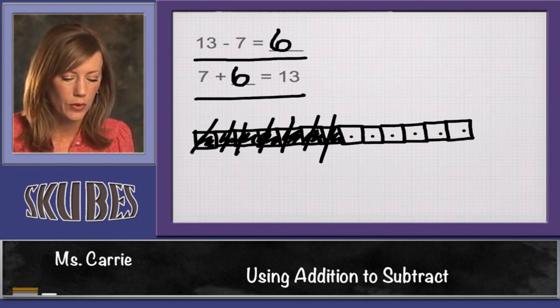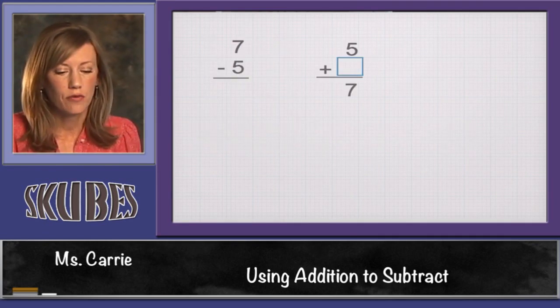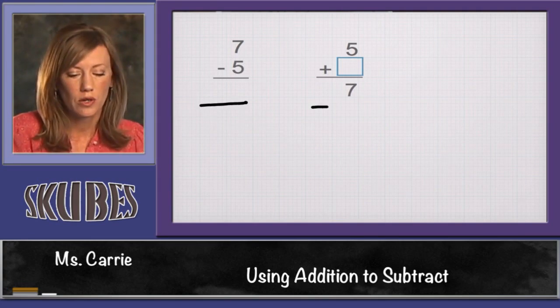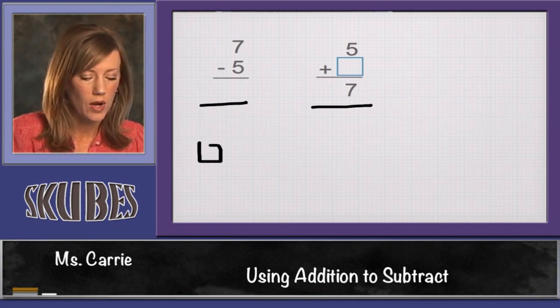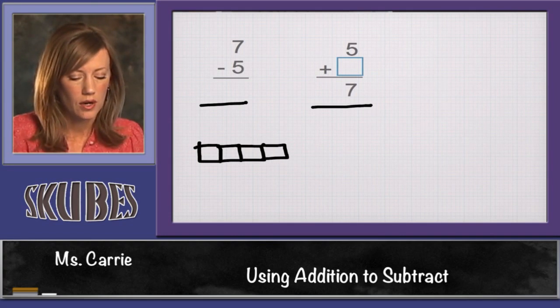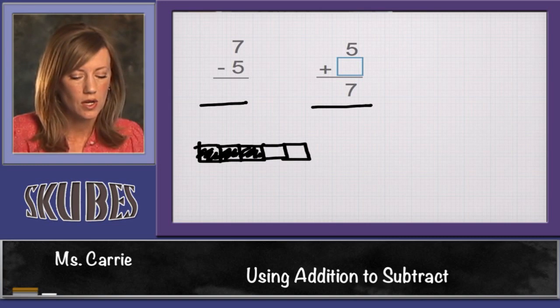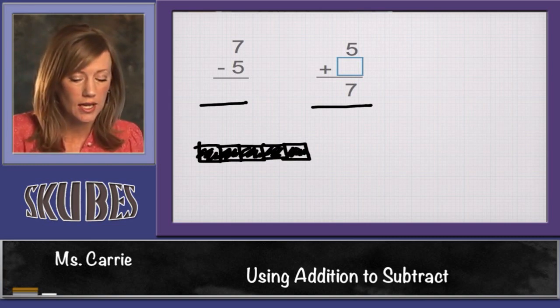Let's look at another example. 7 minus 5, and 5 plus what equals 7. Now remember, to solve this problem, first we're going to solve the addition problem. So we started with 5, 1, 2, 3, 4, 5. Let's color those in so we know what we started with. Now we have to see how many more we draw to get to 7.